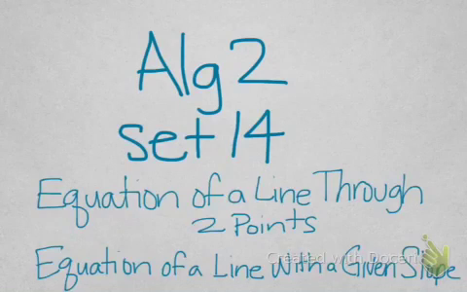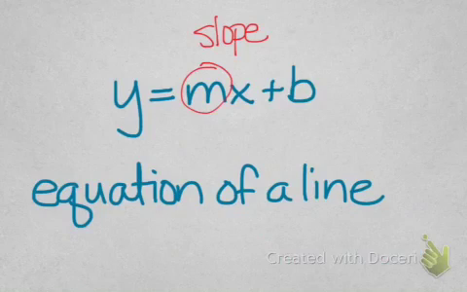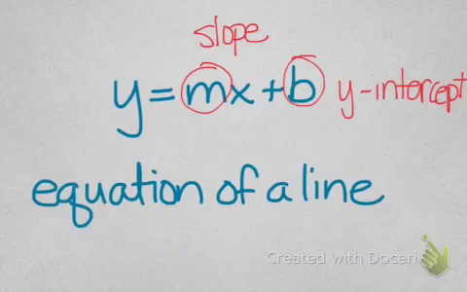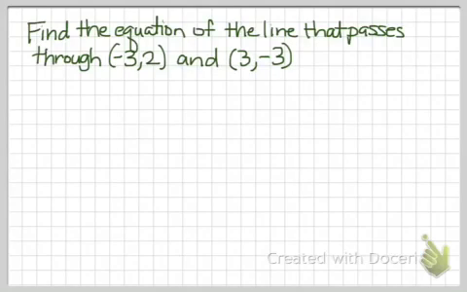Algebra 2, set 14, equation of a line through 2 points, and equation of a line with a given slope. So we know the equation of a line is y equals mx plus b, where m is the slope and b is the y-intercept. Find the equation of the line that passes through (-3, 2) and (3, -3).